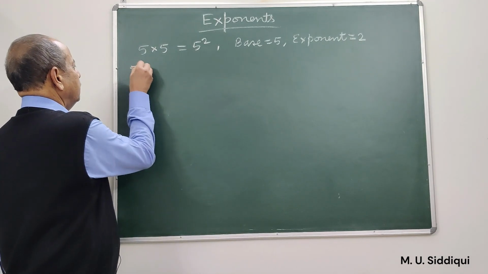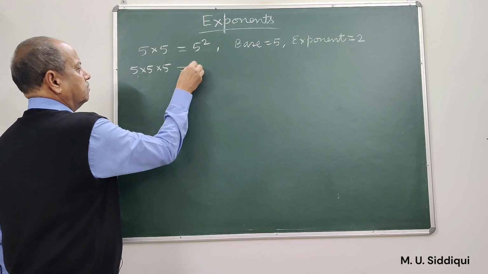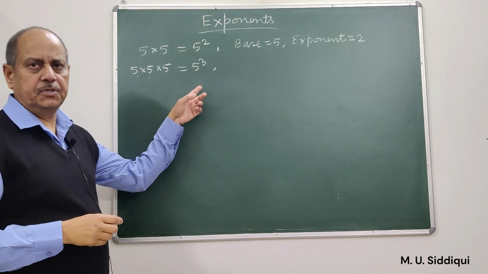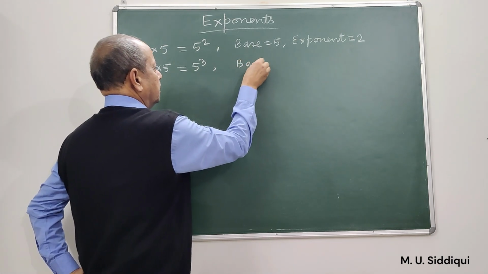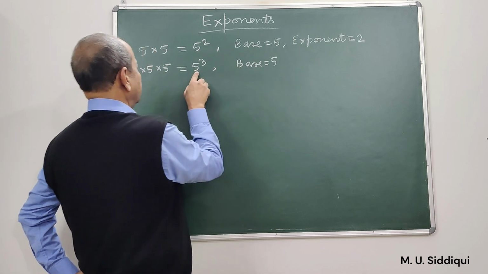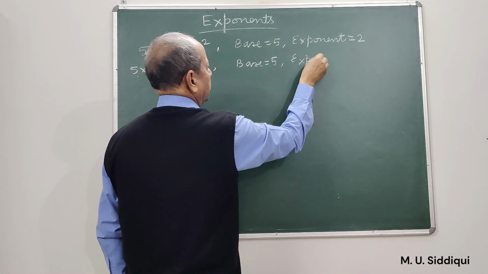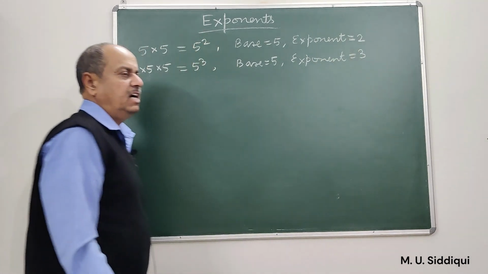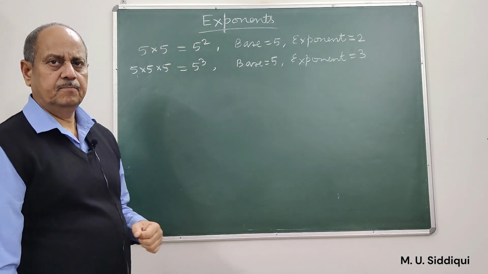If we say 5 multiplied by 5 multiplied by 5, this will be written as 5 cube or 5 raised to power 3, and here the base is equal to 5 itself, again the same base, and exponent will be 3. So exponent means the number of times you have multiplied a base with itself.